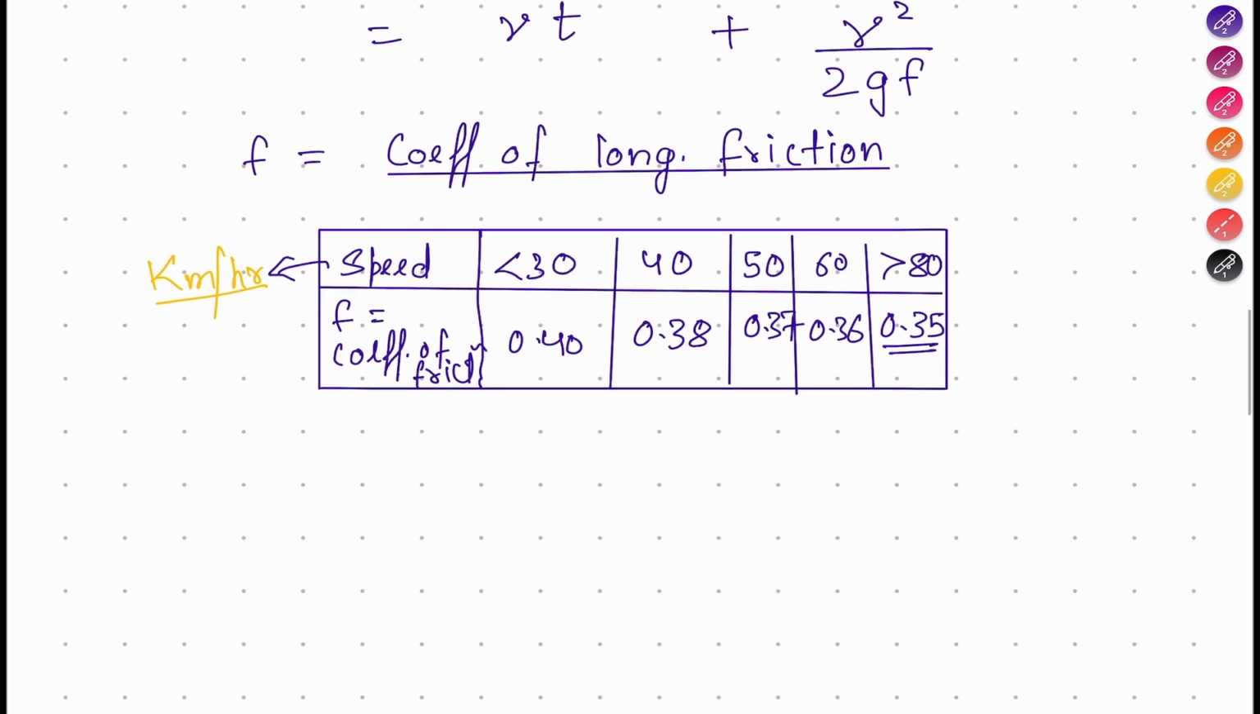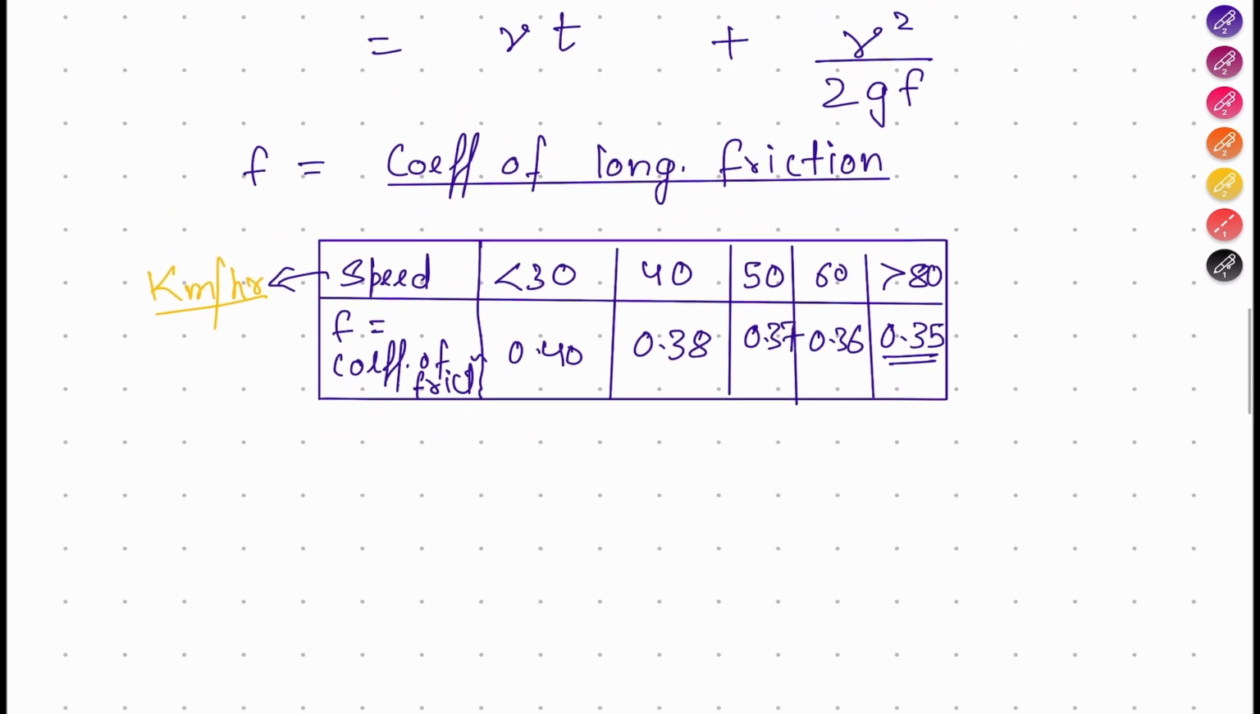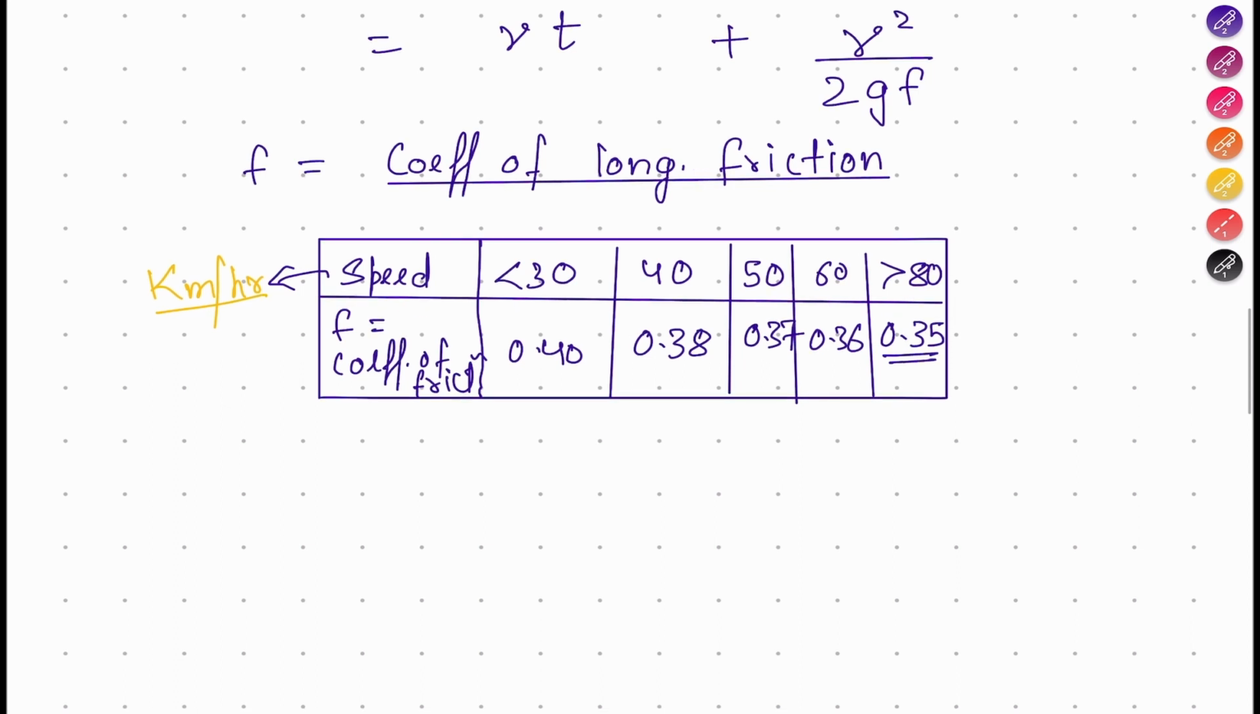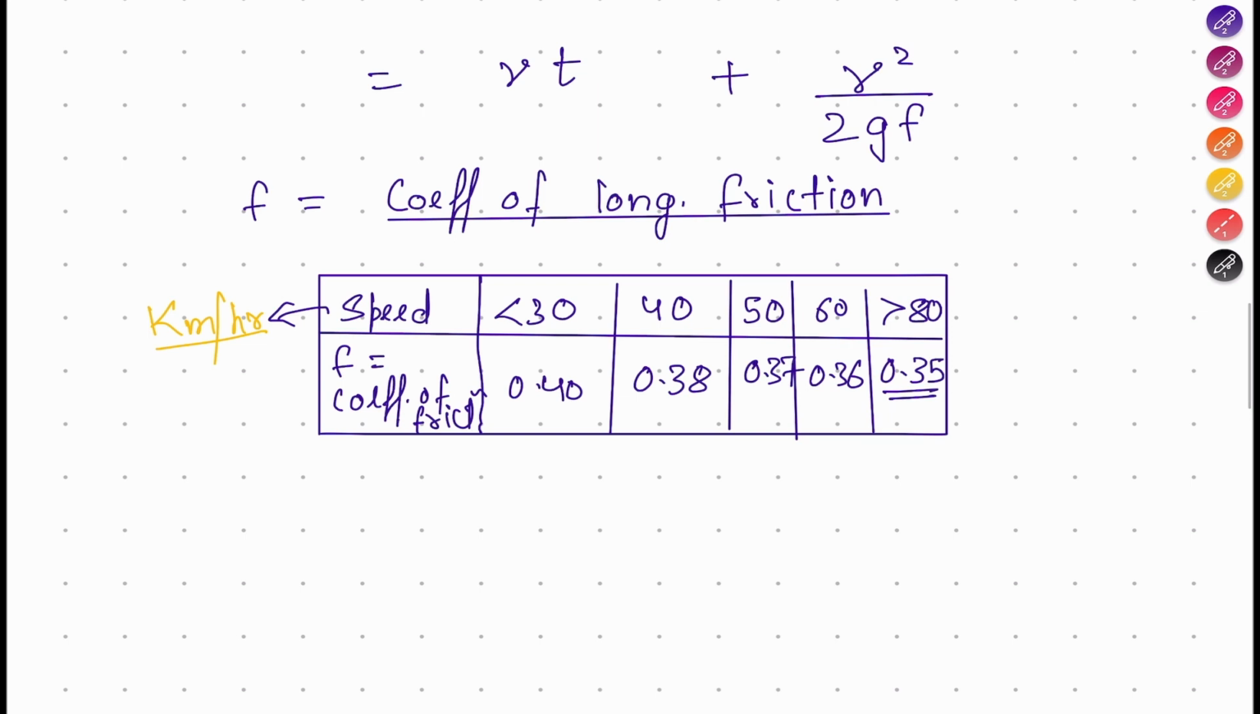Right? In the next video, we'll cover how the sight distance is calculated when the vehicle is moving on a grade, that is, when the vehicle is moving on a horizontal or vertical gradient.